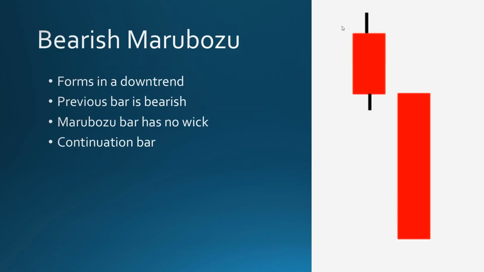We also have the bearish version, and again, it is always preceded by a bearish bar, and this is indicative that the next bar will also be bearish. It is considered a continuation bar. Again, these are not seen very often, but when you do see them normally, you're going to get a new bearish bar as well.